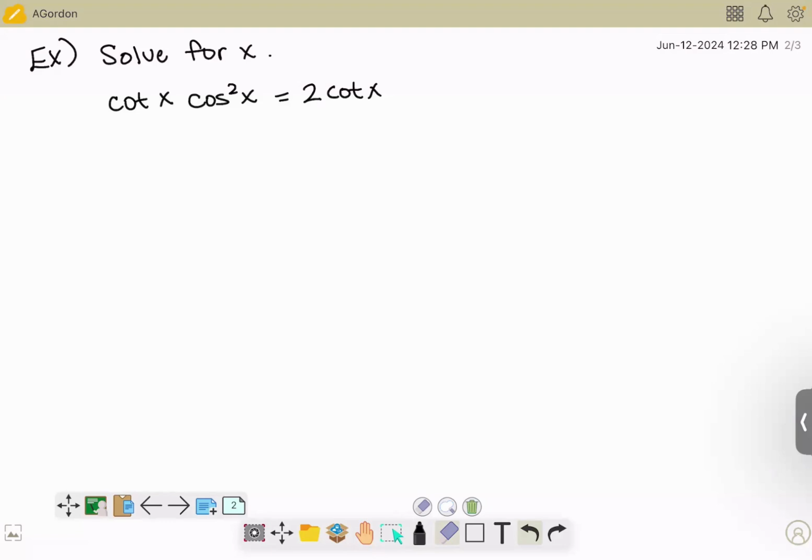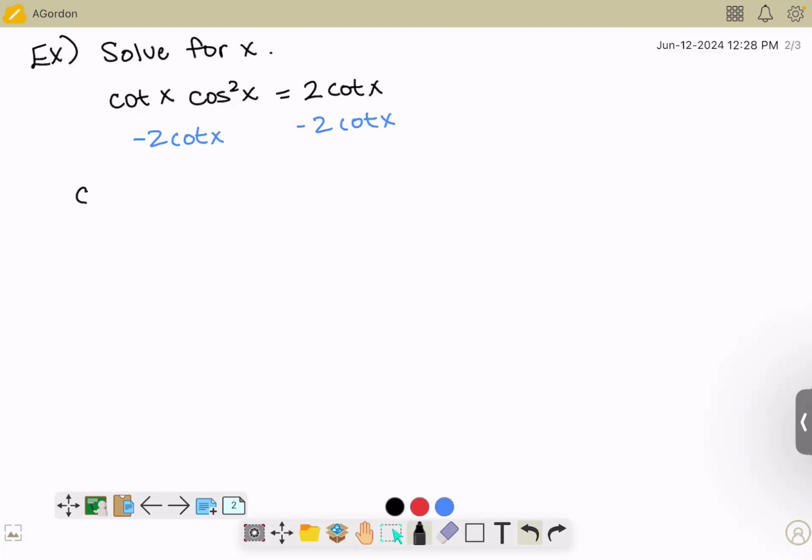A factoring method works only if one side of the equation is 0. So I'm going to put everything on one side so that I have a 0 on one side of the equation. And I'm just going to do that by subtracting the whole right side. With this right side, I'm just going to subtract 2 cotangent x from both sides. Now, what I had on the left side is not going to be like terms with the 2 cotangent x.